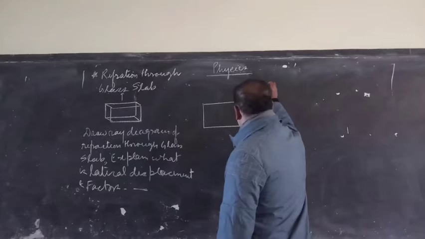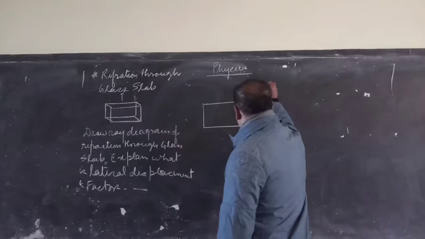to rarer medium. वो ग्लास से फिर कहाँ जा रहा है बच्चों? एयर में जा रहा है. तो what happens in that case? It moves away from normal. वो normal से क्या होगा? दूर भागेगा. Again it will move away from normal. But this is known as the emergent ray. इसको क्या बोलेंगे बच्चों? Emergent ray.